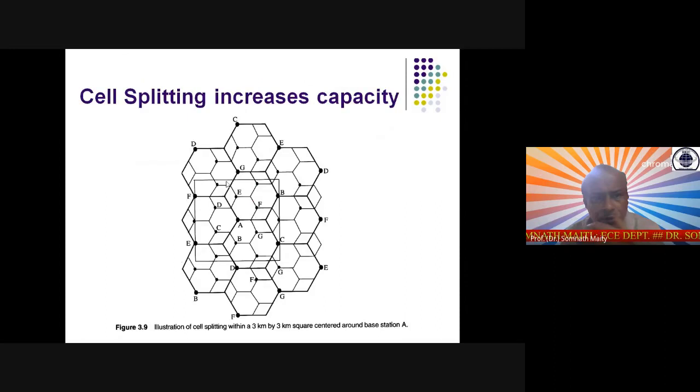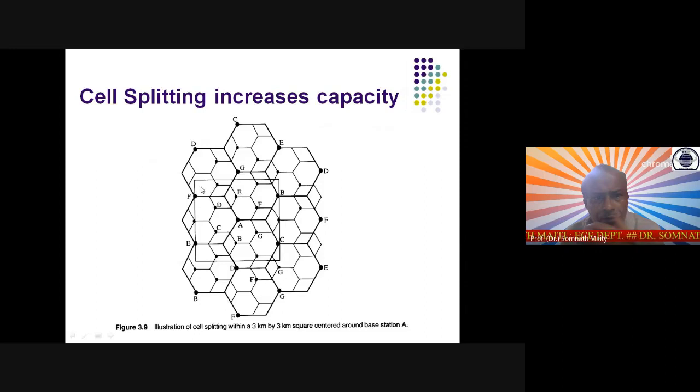Now, if you repeat it over a large number of cells, say this cell is split into 1, 2, 3. Similarly, for any neighboring cell, there is a regular structure. So again, 1, 2, 3, 4, 5, a pentagon structure. The hexagon becomes a pentagon to regularize the structure. Now these E, F, G are all becoming independent cells. These are called pico cells.